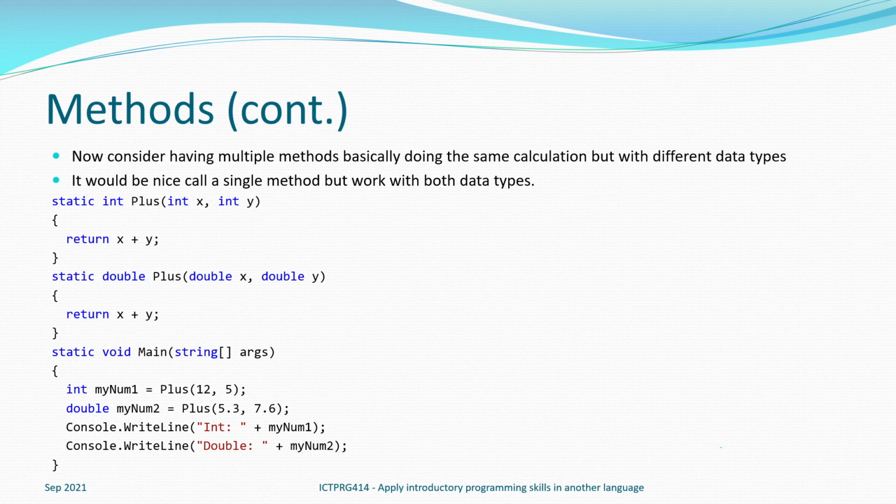So in this one, we're just doing a simple x plus y return, but we've set it up so that it'll do it either integer or double, but we only have to call the one name, and it will use the appropriate values as required.